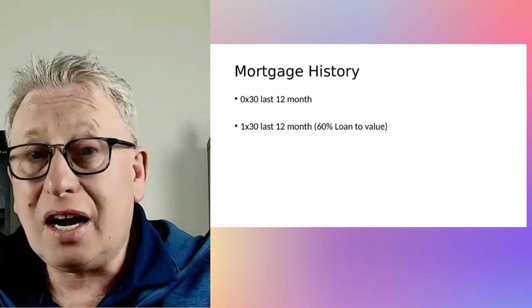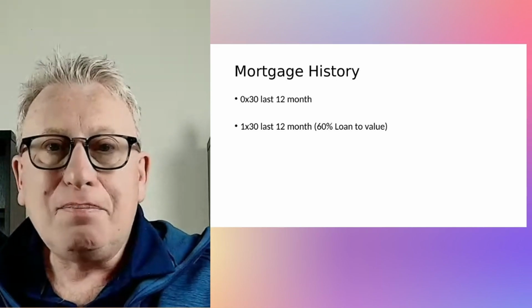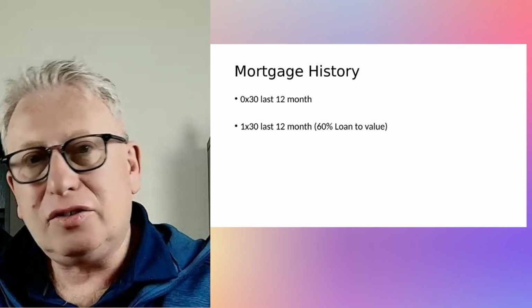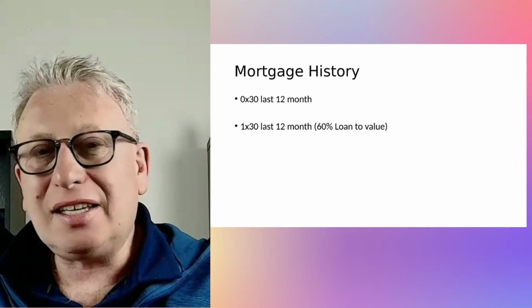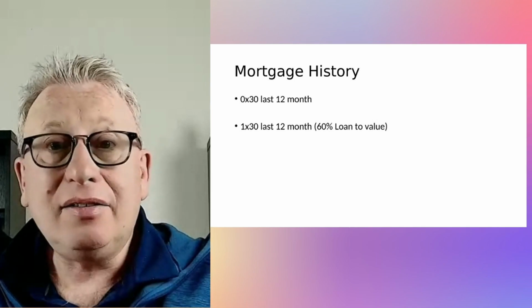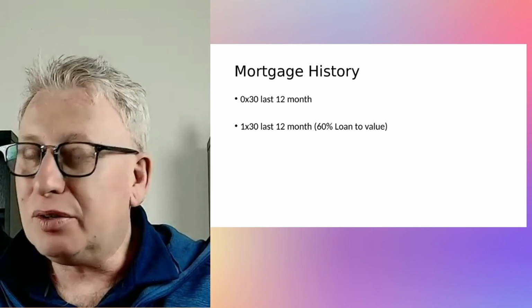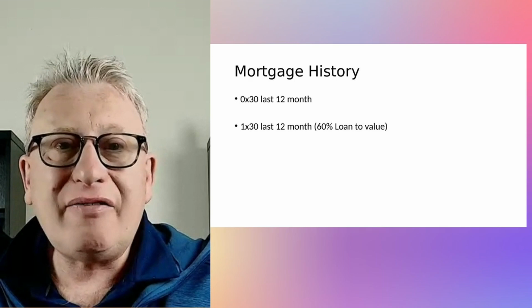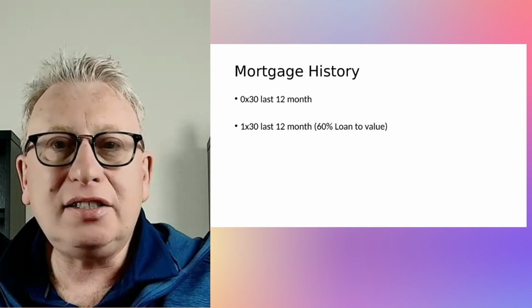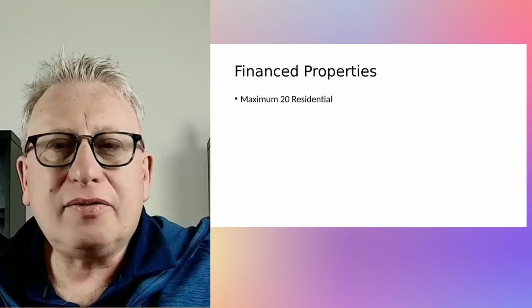That means you've been late on your current mortgage one time, but all of a sudden the loan to value is going to drop all the way to 60%. In this case, you're going to have to put 40% down because you've had a late on your mortgage. What they really want is people that have had no lates on their existing mortgage. This makes you a much better risk in terms of qualifying.